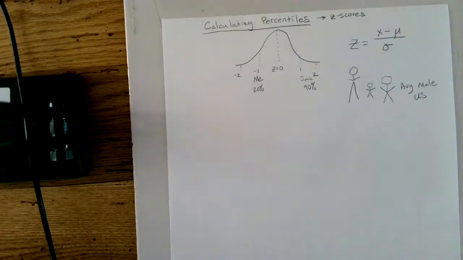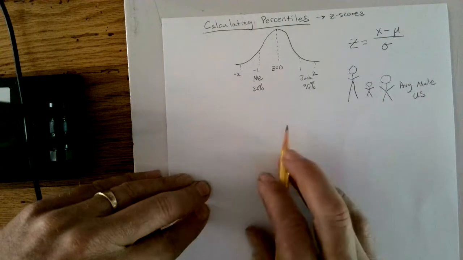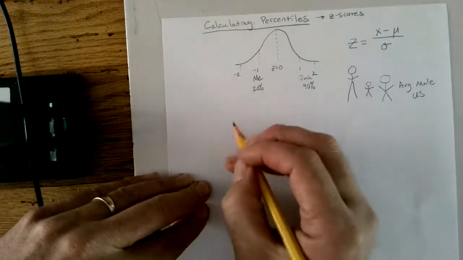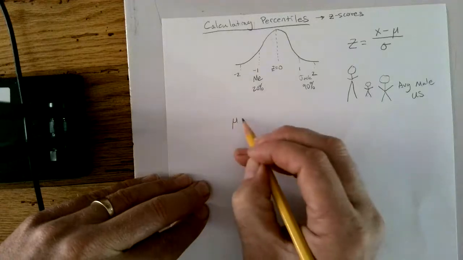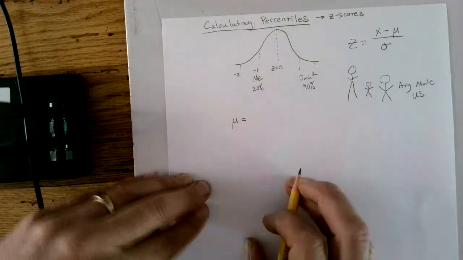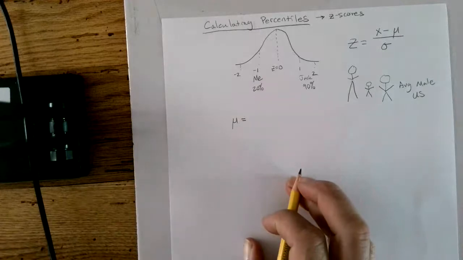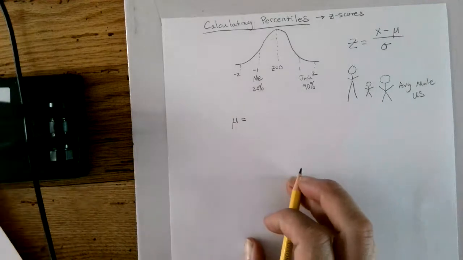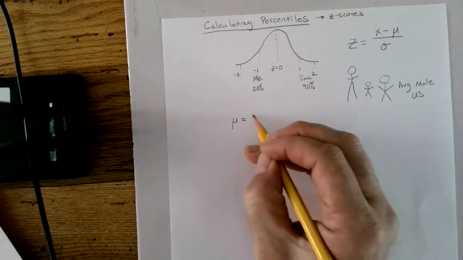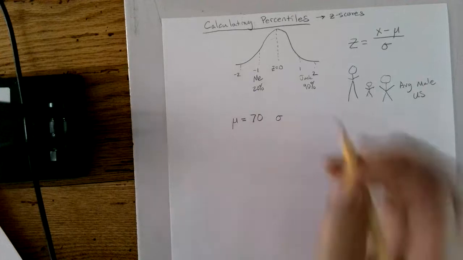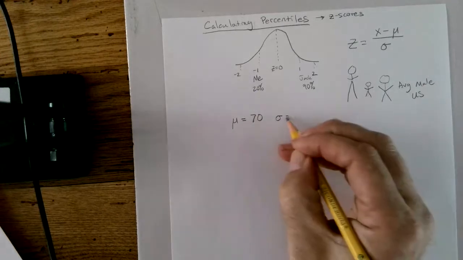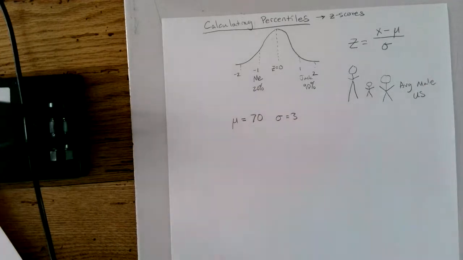So we're going to do two examples. We're going to take my height first. And what you need is this: you need to calculate mu, and mu is the average height. In the United States, the information that I looked up tells me that the average height of a U.S. male is 70 inches. And the standard deviation is going to be 3 inches. That's part of what we talked about yesterday.